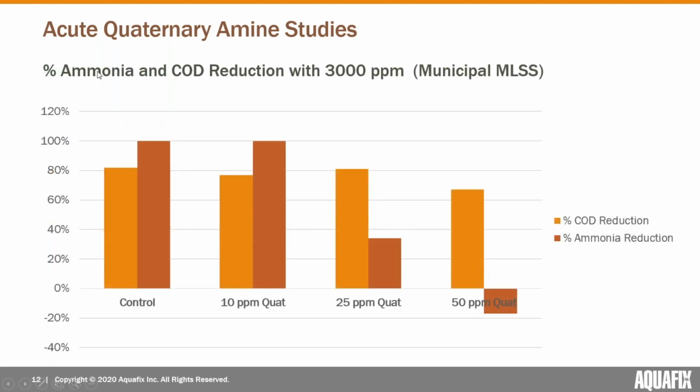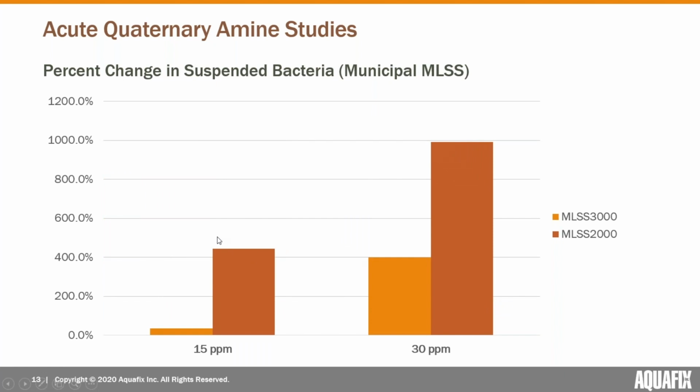So here's the percent ammonia and COD reduction with 3,000 parts per million mixed liquor in a municipal mixed liquor sample. Here's 10 ppm. At 25 ppm, you can see the nitrification starts to go down. At 50 ppm, we get some real damage. COD removal is less, and you get no ammonia reduction. What also happens when you add Quat is you get a cloudy effluent.